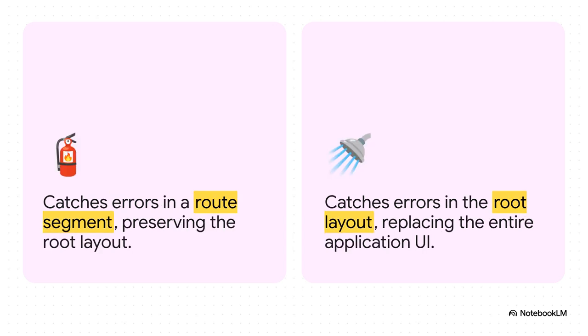And that brings us to the hierarchy of it all. Remember that error.tsx is the fire extinguisher for one room. It contains the damage but keeps the rest of the building's structure, like your main layout and navigation, totally intact. But what if the fire starts in the main structure itself? Well, that's where global-error.tsx comes in. This is the building's sprinkler system. It's the last resort that catches catastrophic failures in your root layout and replaces the entire app UI.